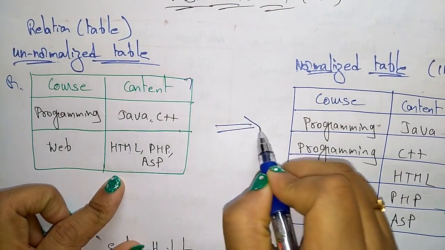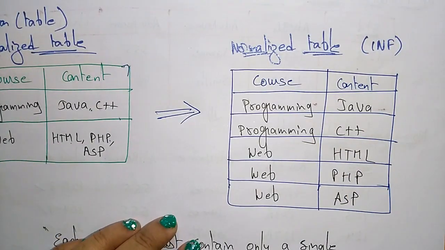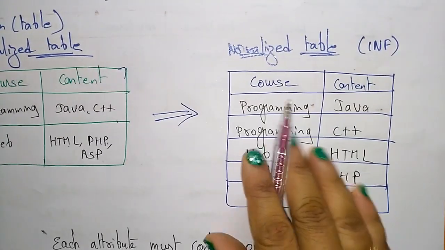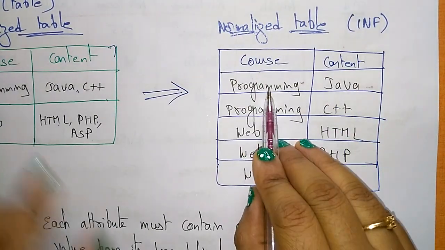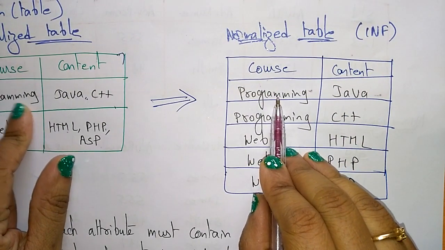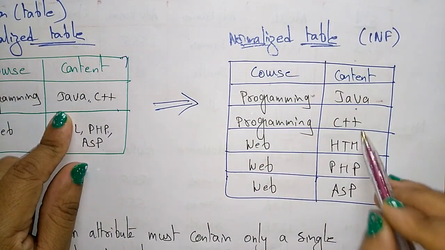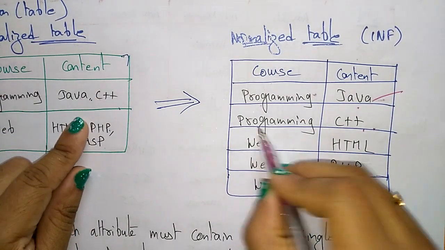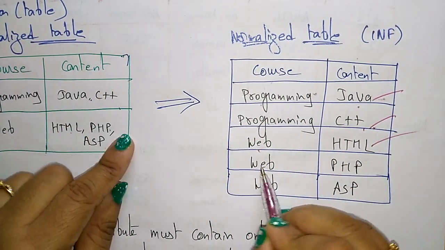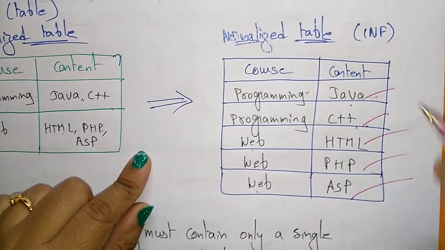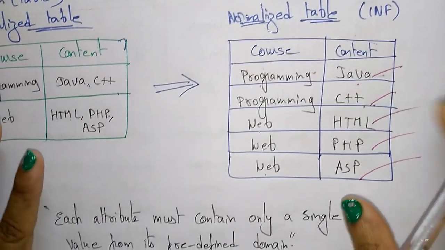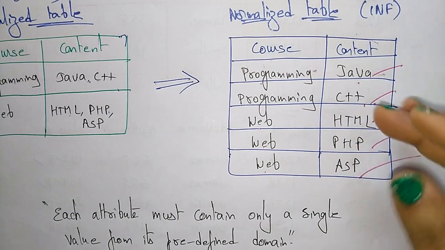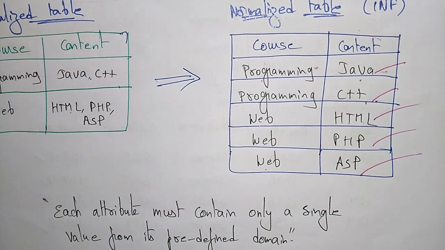Now I am making this table a normalized table. So how is this table converted into 1NF? Course, content. Each value should be placed in another tuple. So programming Java, programming C++, web HTML, web PHP, web ASP. Here I have taken the content as a primary key. Now there are no multiple values, so then you can say this table is in normalized form.